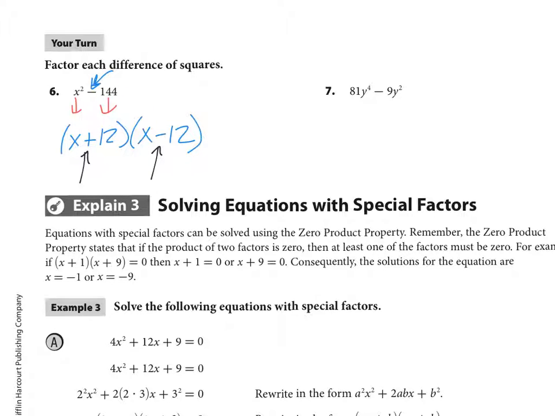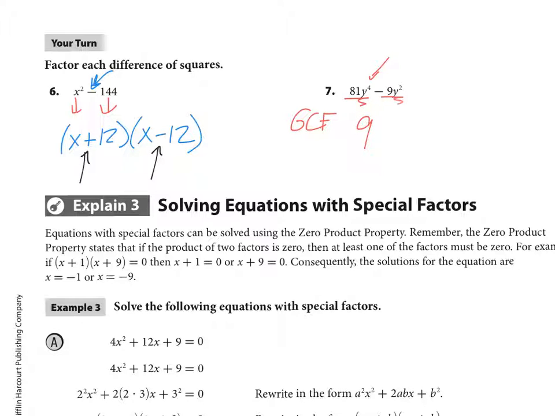In our next example, you look again: are they squares? The answer is yes. Now, be careful here. This is a square even though it's to the fourth power. Why? Because what you multiply times itself to get y to the fourth is y squared times y squared. However, in this particular case, what we always want to do first is look for a GCF. What will go into both of these, 81 and 9? 9 will.